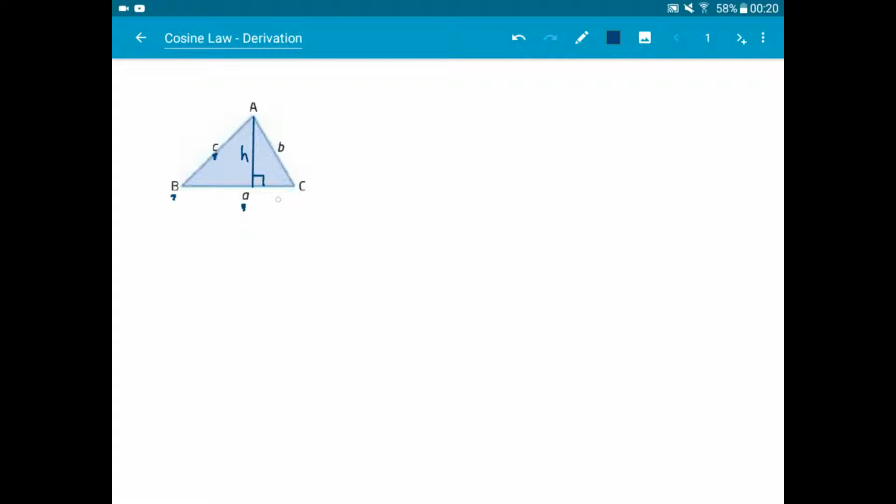And so what if we knew side A and side C, and we wanted to find angle B? Well, now we don't have a pair. We don't know anything about angle C. We don't know anything about angle A. And so now we wouldn't be able to use sine law.